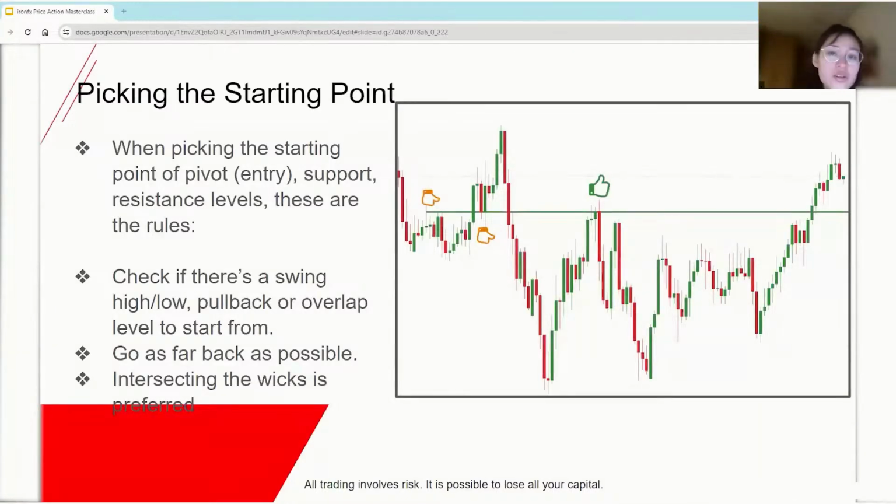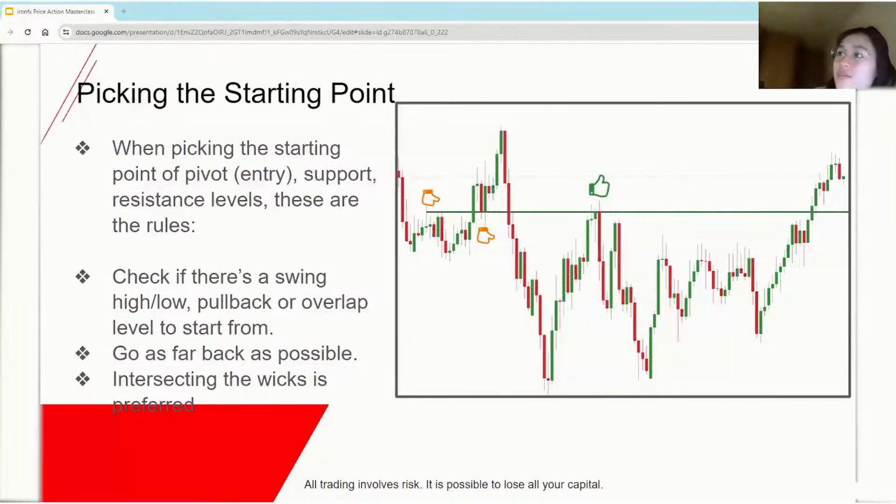Okay. So let's look at how to pick your starting point for your support and resistance and your entry exit levels. So when picking the starting point of pivot, entry, support, resistance levels, there are a couple of rules. Firstly is to check if there's a swing high or low, pullback or overlap level to start from. Next is to go back as far as possible without intersecting too many bodies of candlesticks.